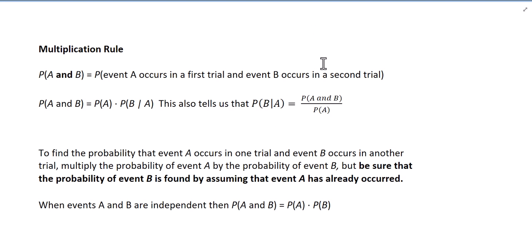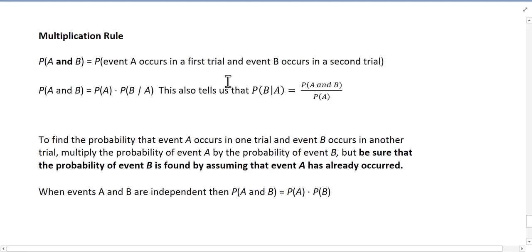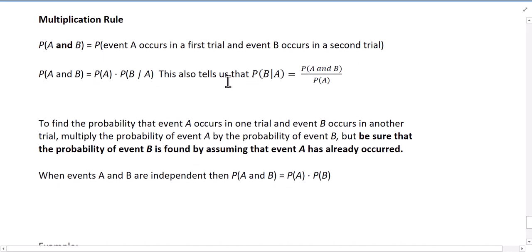Now that we understand a little more about independent and dependent events and replacement, let's talk about the multiplication rule. The multiplication rule is for when you want the probability of A and B, the probability that event A occurs in the first trial and event B occurs in the second trial. The probability of A and B is equal to the probability of A times the probability of B given that A has occurred. Remember, this means the probability of B given that A already occurred.